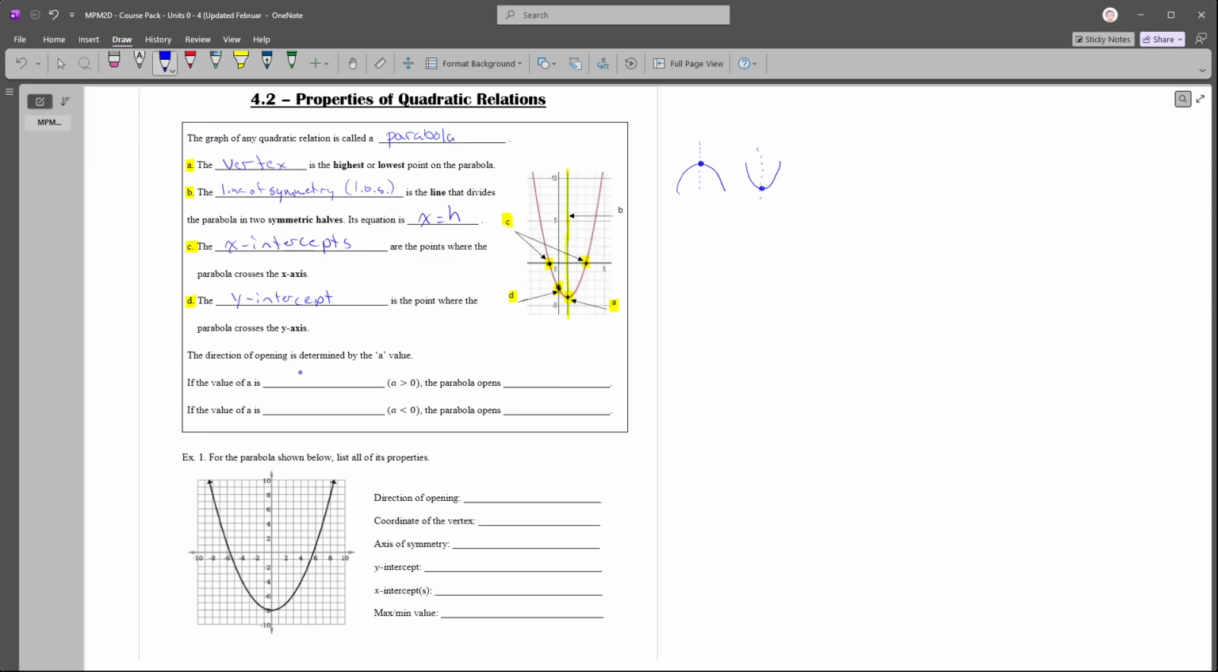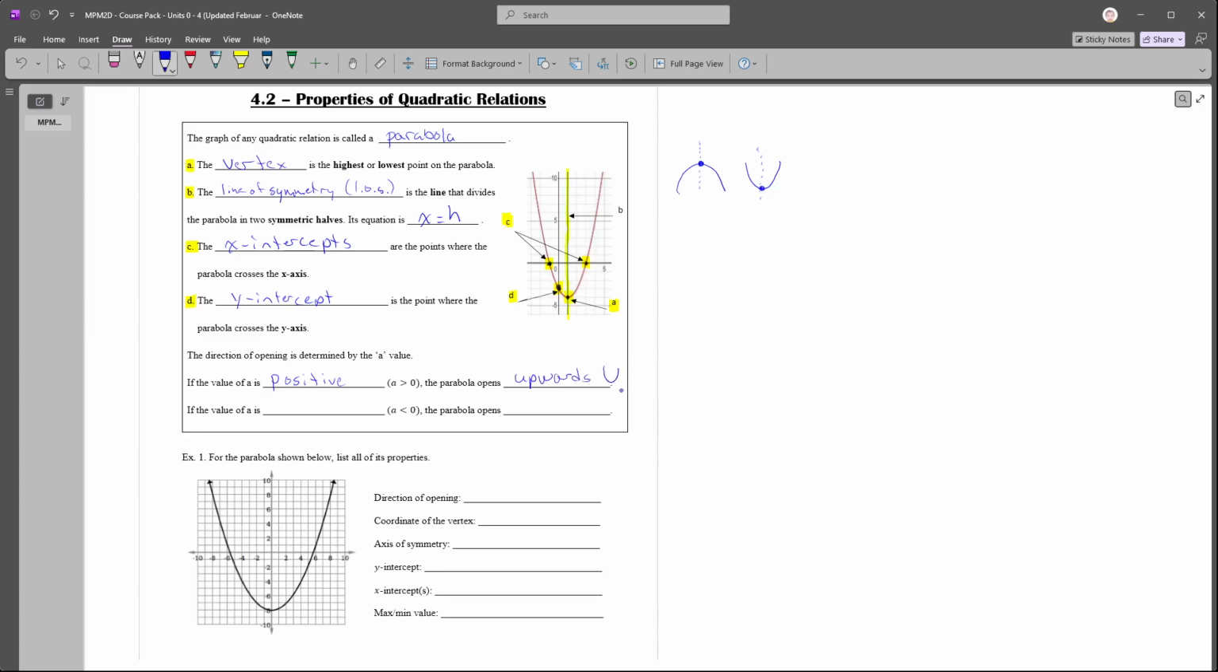The direction of opening is determined by the a value. What do we mean by a value? Well, if you remember, we have our standard form of our equation, y is equal to ax squared plus bx plus c. We're going to learn a few more forms, and they're all going to have an a value mostly. So if the a value is positive, meaning a is strictly greater than 0, then the parabola opens upwards.